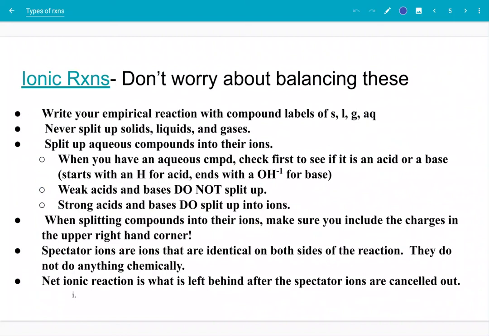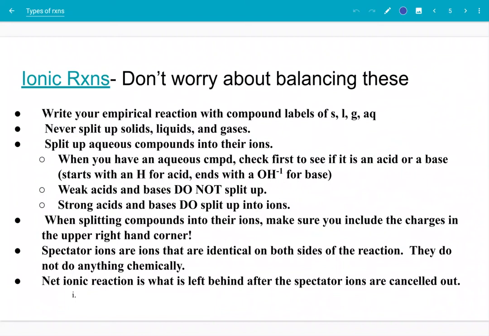Now the next thing is the ionic reactions. With ionic reactions, we're not going to worry about balancing these. What you do is you write that empirical reaction first with your compound labels of solid, liquid, gas, aqueous. And you have to remember that we don't split up solids, liquids, and gases. This is actually listed on the back of your polyatomic ion sheet right above the solubility rules.